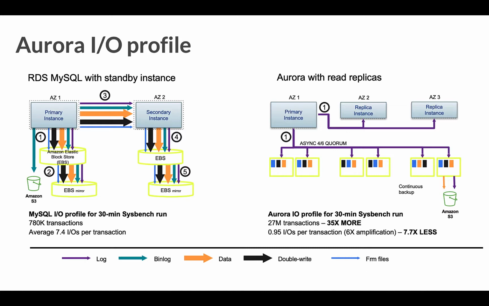So if we look at the numbers from the Aurora side, because we are doing less IO, Aurora was able to support 35 times more transactions and generate 7 times less IO, which makes Aurora significantly more efficient in handling high throughput transaction workloads.